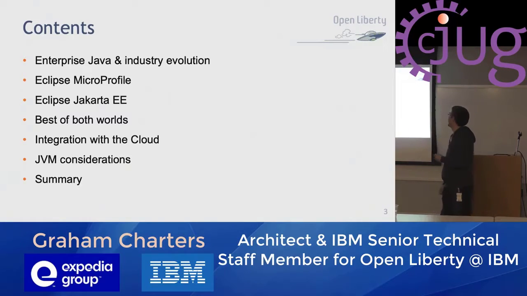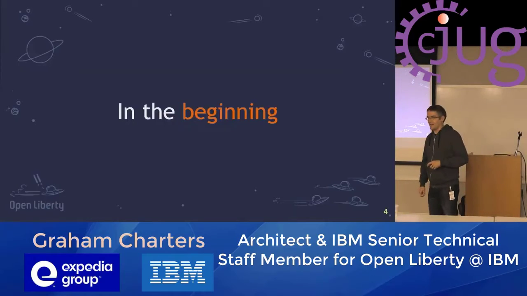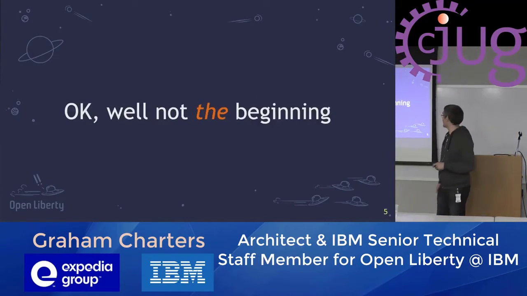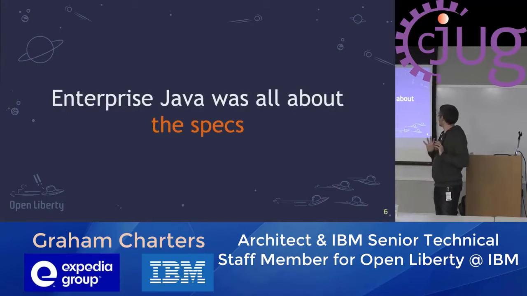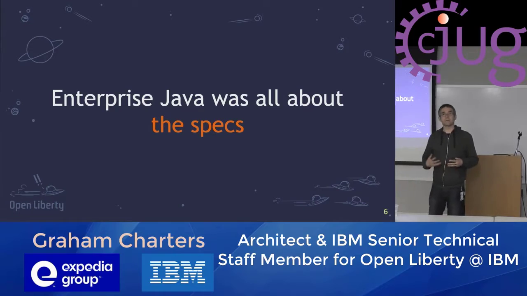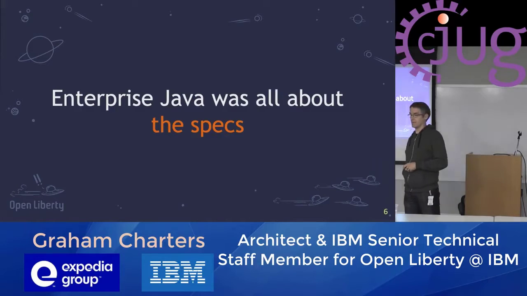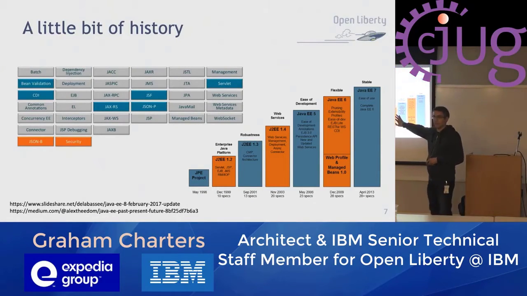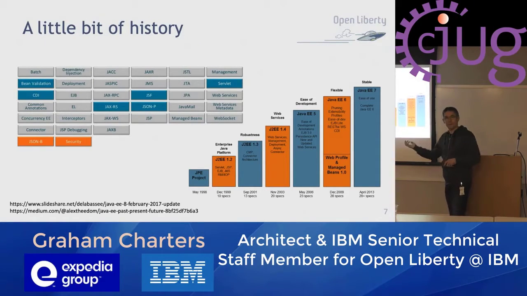But okay. So I started a few presentations with "in the beginning", and I realised this morning that's probably a lie. So not quite the beginning, but in the beginning, enterprise Java was all about specifications. A bunch of companies got together and started defining APIs for doing enterprise Java. And that started in the late 1990s. So 1998, the initial specs were being defined and released, and then it evolved over the years.